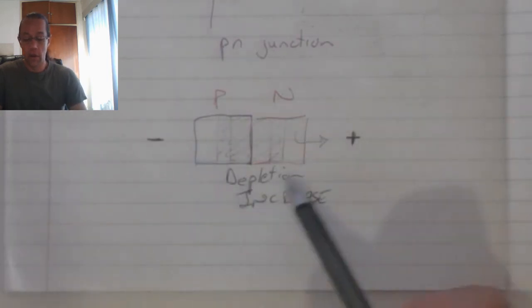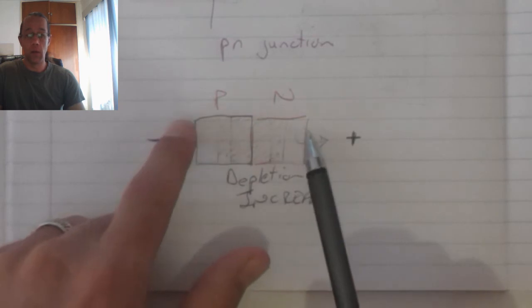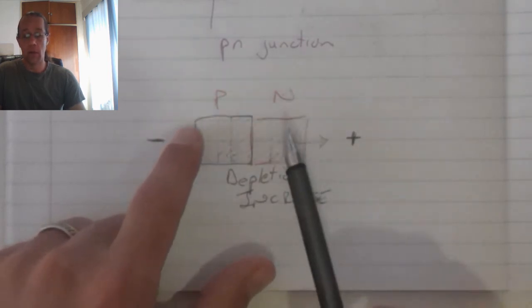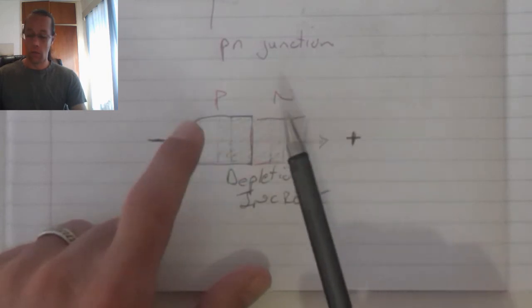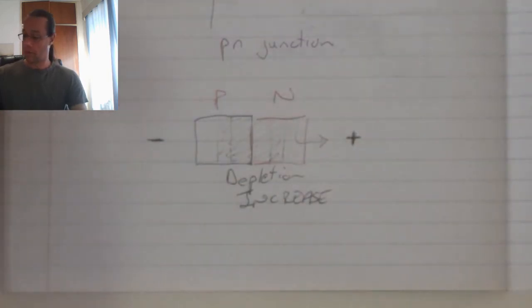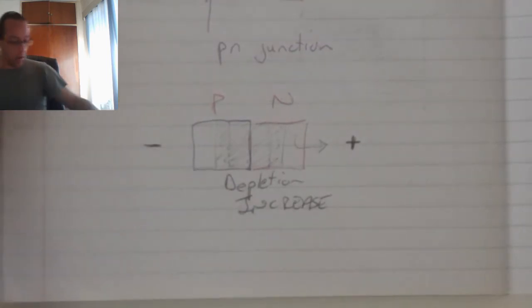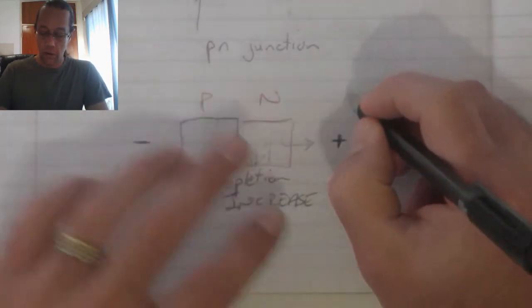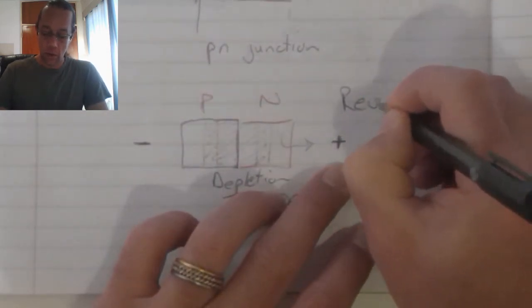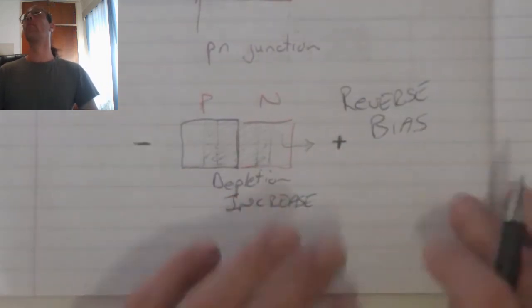With a great enough increase, the depletion region will be able to take over the entire component, and then we do get conduction through the component, but that is not always intended or a good idea for the PN junction. This configuration for a PN junction is called reverse bias.